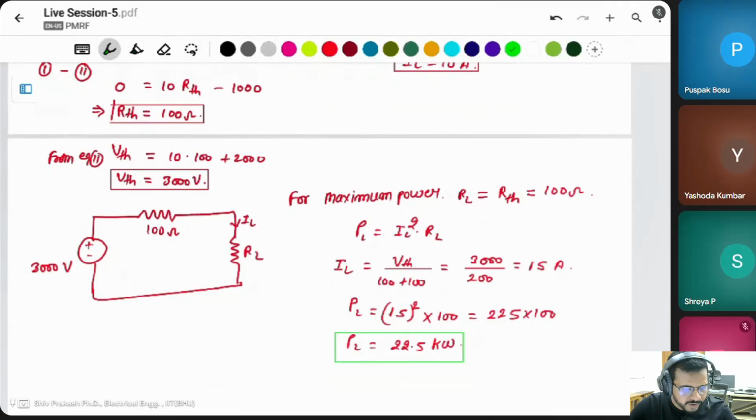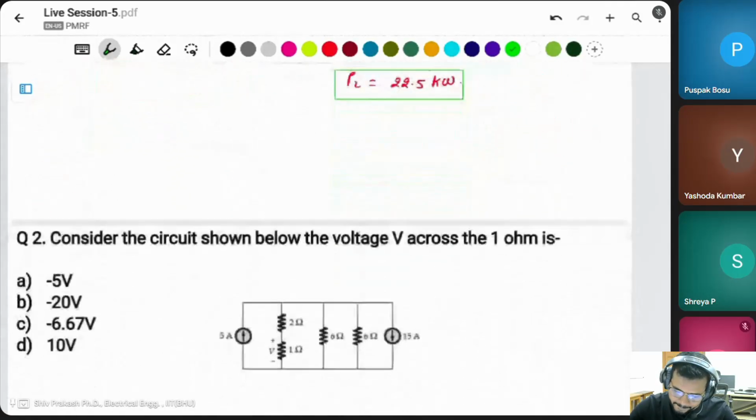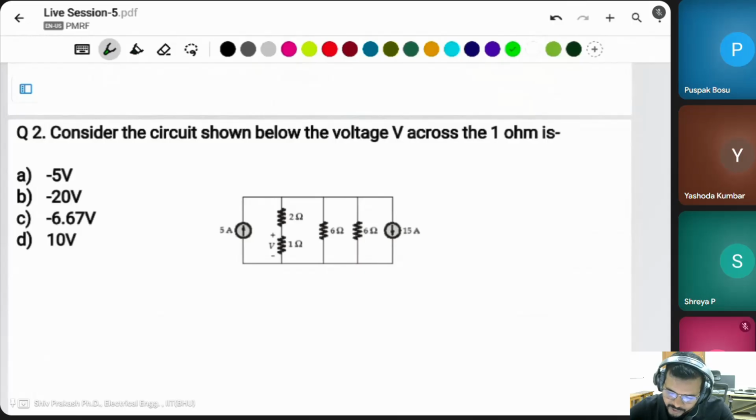Okay, let's go for the next question. Consider the circuit shown below. The voltage V across the 1 ohm resistor is. This question is asking the value of V. If you find the value of this current, suppose this current is I, then V is equal to I into 1, equal to I. For the 1 ohm resistor, simply you can find the value of V.